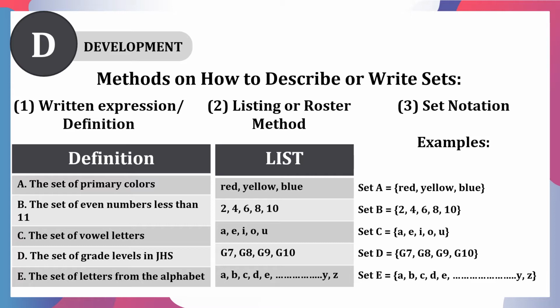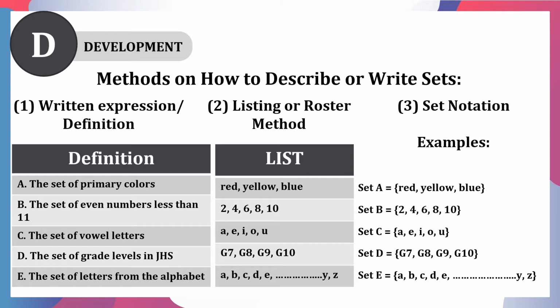For letter A, by definition, we have the set of primary colors. By listing, we have red, yellow, and blue, all separated by comma. For set notation, we can have set A is equal to open brace, red, yellow, and blue, close brace.